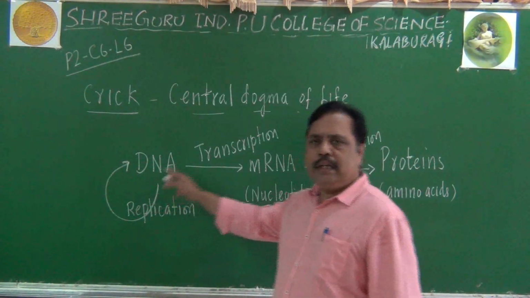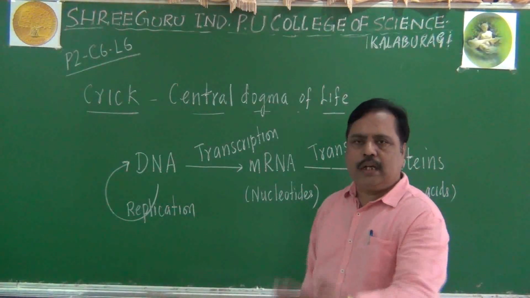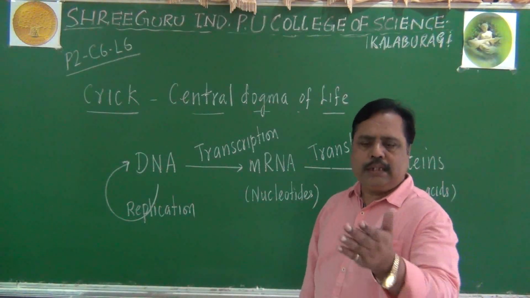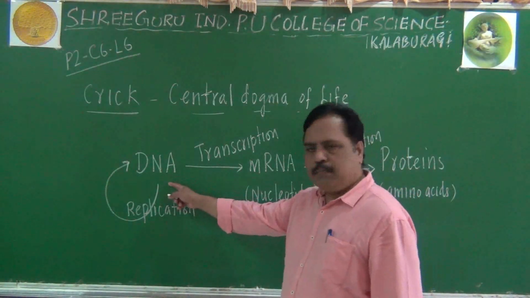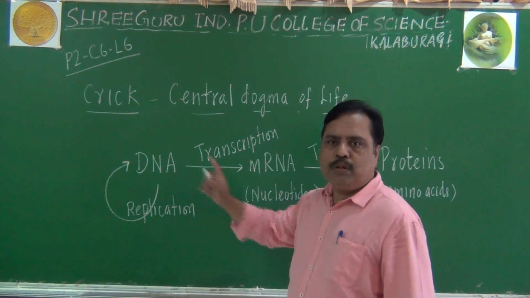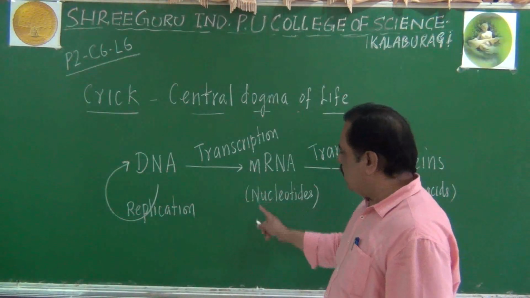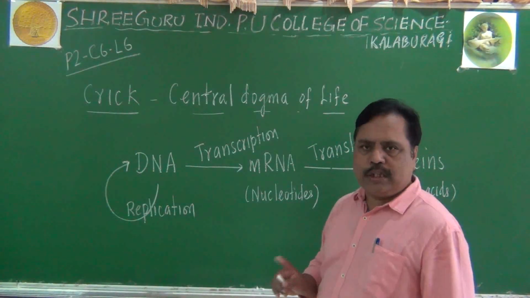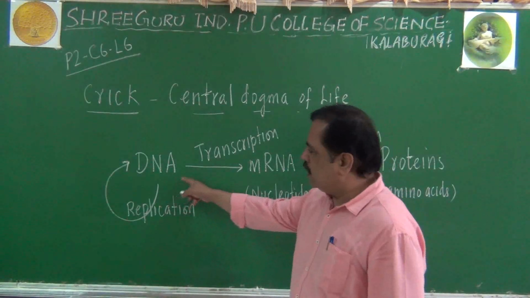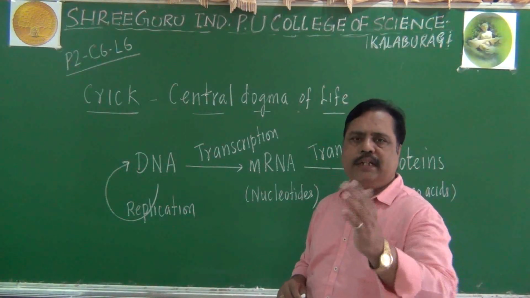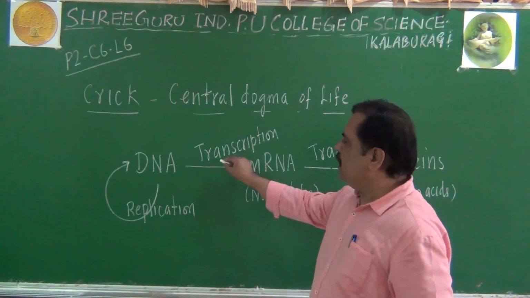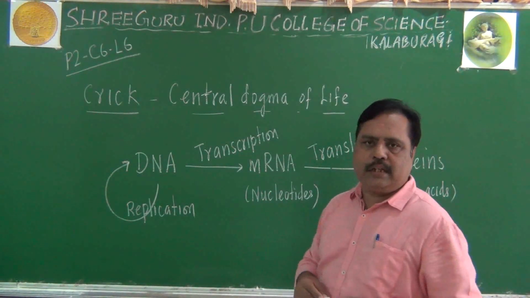Similarly, DNA is able to produce RNA also. That is called transcription. DNA is made up of deoxyribonucleotides, whereas RNA is also made up of nucleotides only. So here, nucleotide will be converted into nucleotide, only with slight differences. That is called transcription, we are telling.